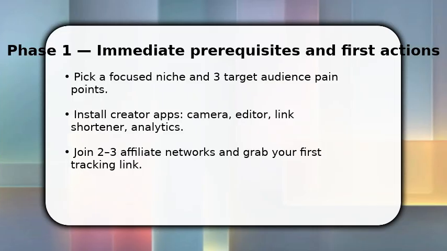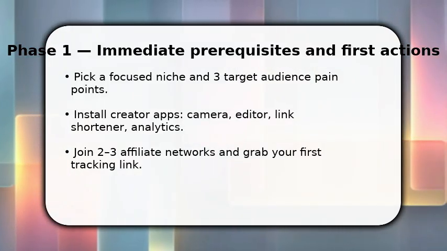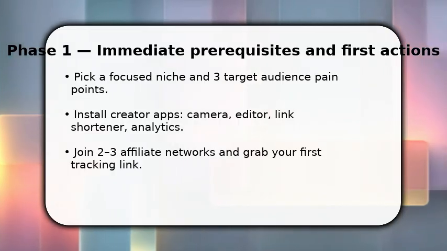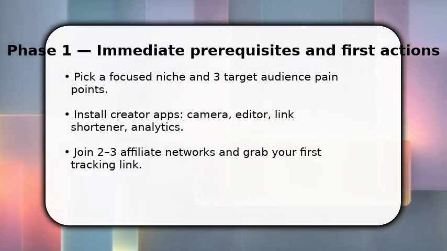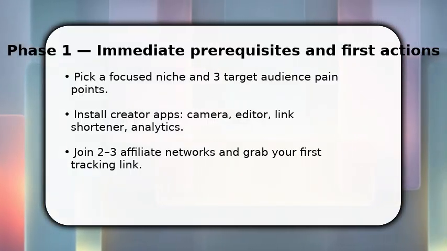Next, create accounts on 2 to 3 affiliate networks, search for top products that solve your audience's pain, and copy the tracking links. Make sure to save links in a Notes app and sketch a 7-post content plan. This gets momentum immediately. You now focus on execution.